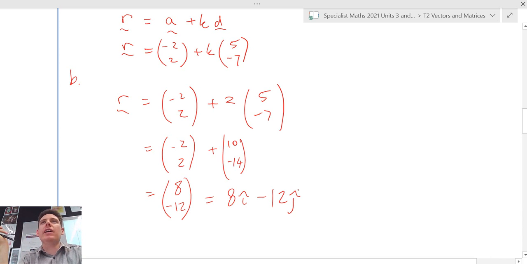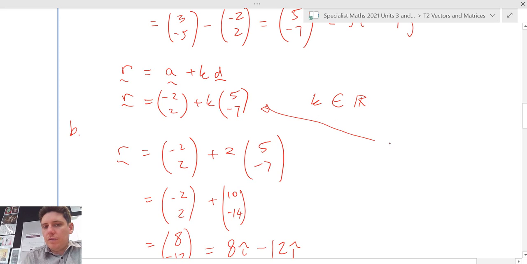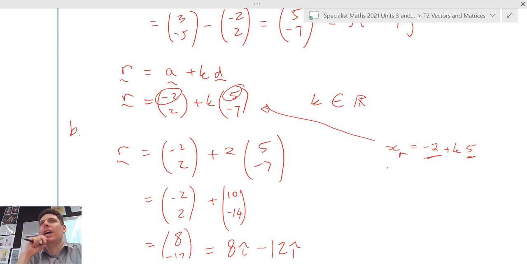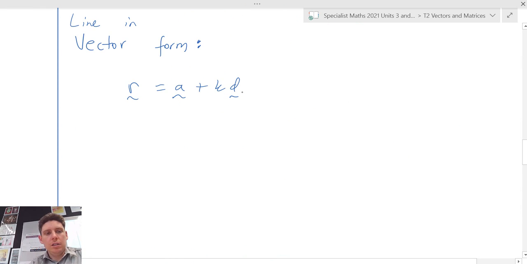Okay, and it's pretty much the same thing for 3D. You just have a Z or a K component. The thing to note, let's go back to this equation here. If we just look at the x's, so the x of r is equal to the x component of a plus k times the x component of d. So the x of a and the x of d. Does that make sense? So the x value in r, or any x on the line, can be explained by that. So it's in vector form because it has vectors in it, right?